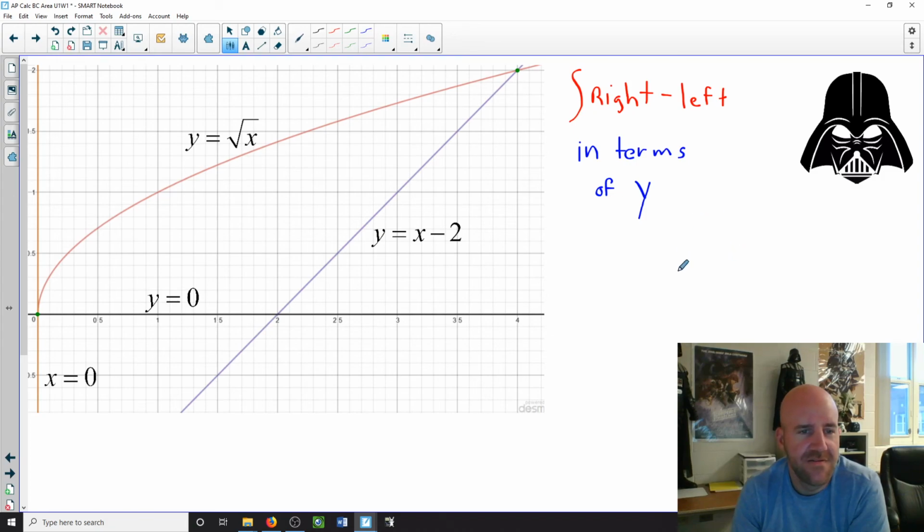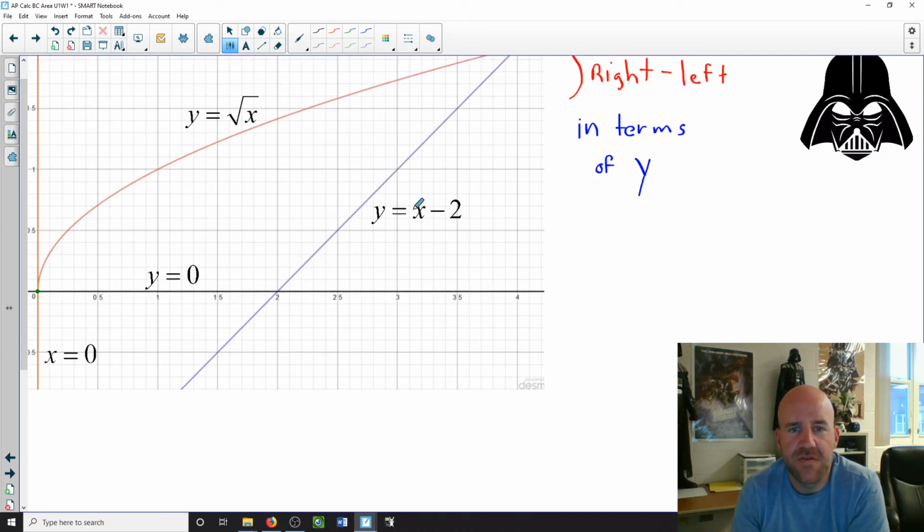So in terms of y, what that means is we need to solve these. So let's do the right one first. And I'm just going to throw it right into my integral just to save some time. So the right function is this one. So if we solve for x, it's going to be y plus 2. Okay, so we just added the 2 over. And then we're going to subtract, if we solve for x here on the root, that's going to be y squared. And then we have to have dy.